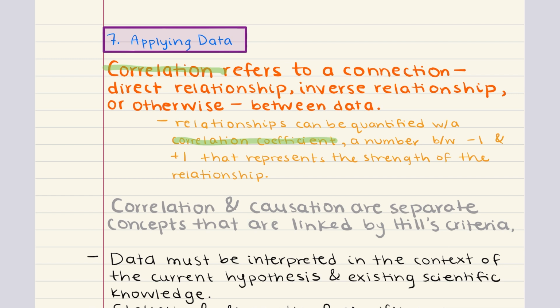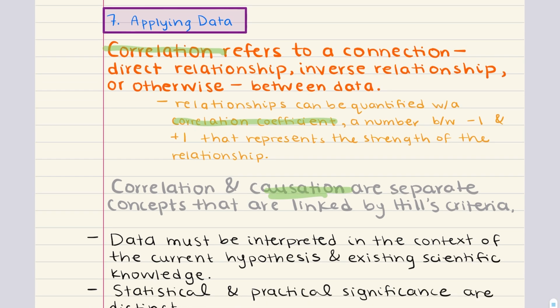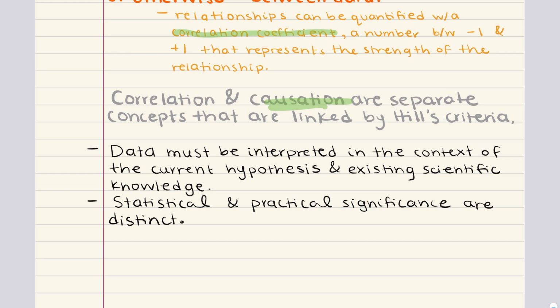For example, a correlation coefficient of +1 indicates a perfect positive correlation. A correlation coefficient of -1 represents a perfect negative correlation, and a correlation coefficient near 0 suggests no meaningful correlation between the variables. Now, it's important to remember that correlation does not imply causation. A strong correlation indicates that two variables move together, but it does not establish that one causes the other.